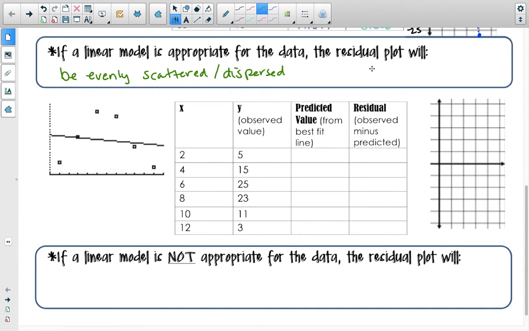So if we look at our residual plot as a horizontal aspect, our data points will not really make a pattern with the values. They will be evenly dispersed. They're not going to make any type of picture.